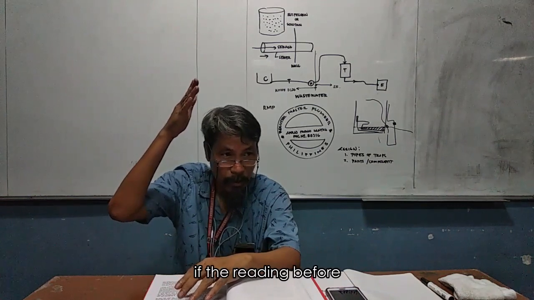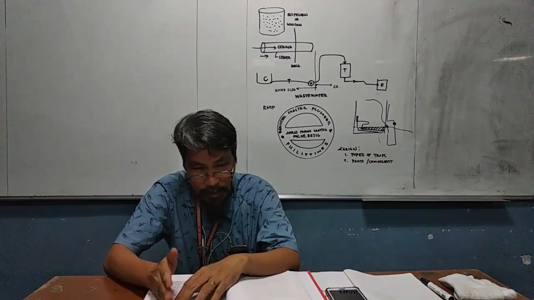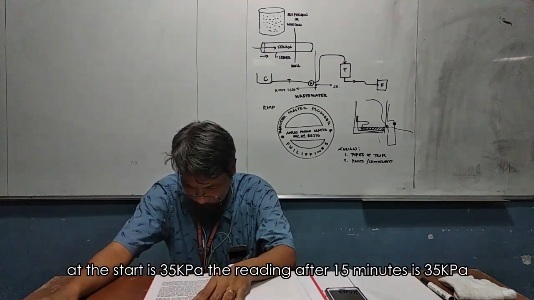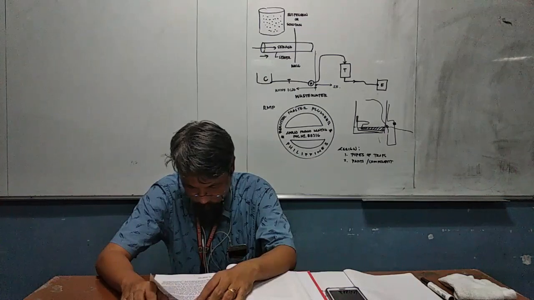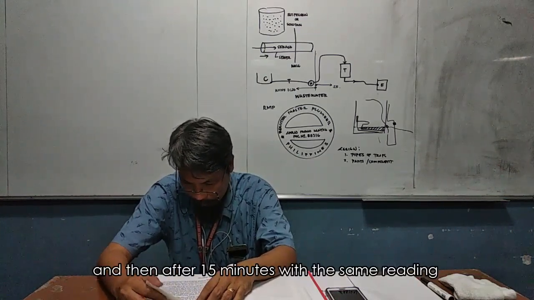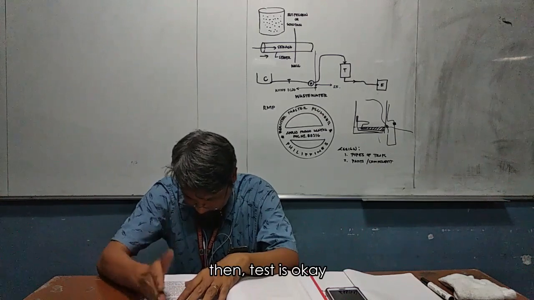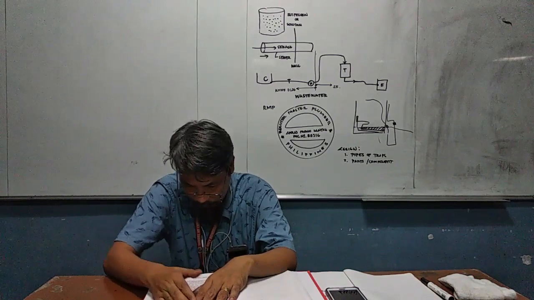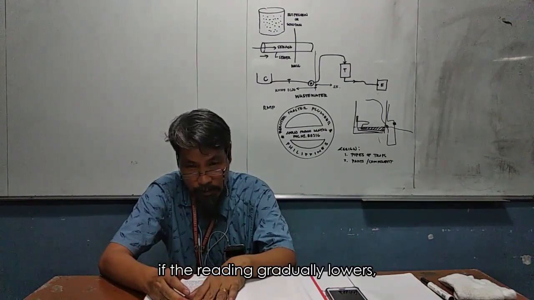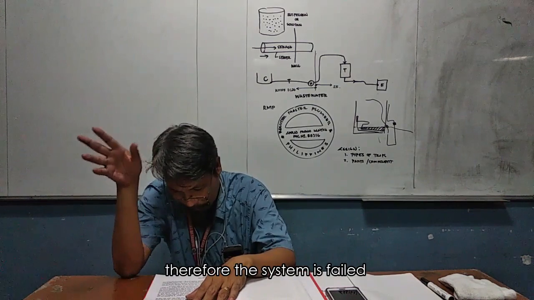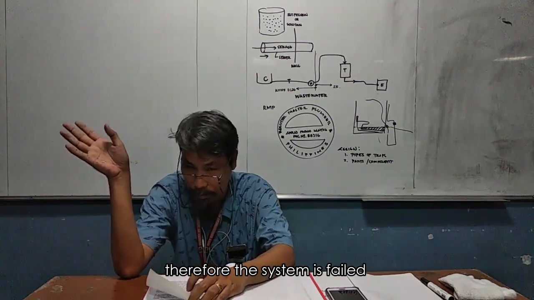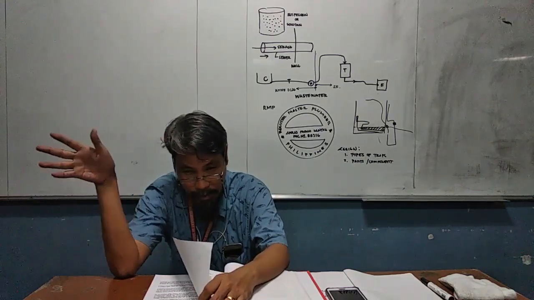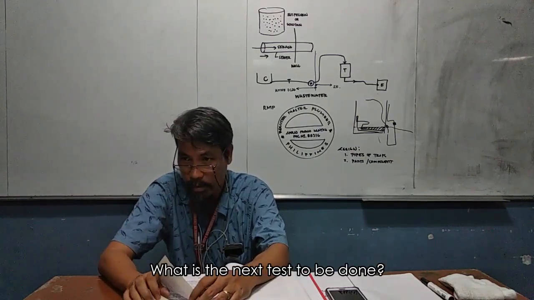If the reading at the start is 35 kPa, the reading after 15 minutes is 35 kPa. The same reading after 15 minutes, and then the test is okay. If not, if the reading gradually lowers, therefore the system has failed. That is one test. And what is the next test to be done?